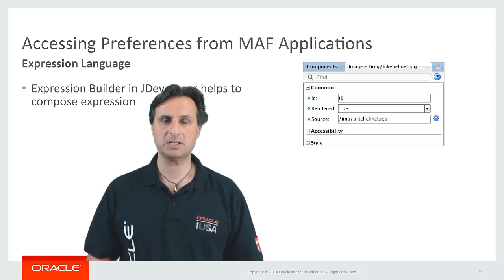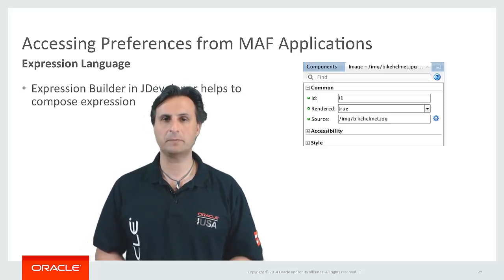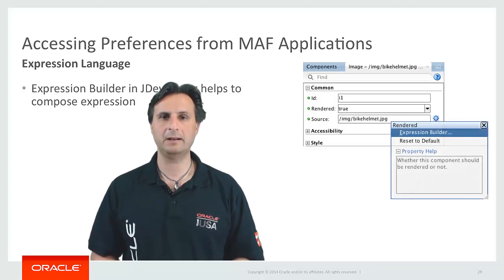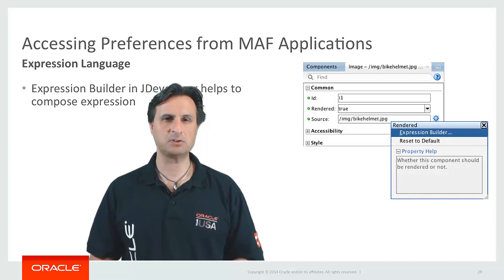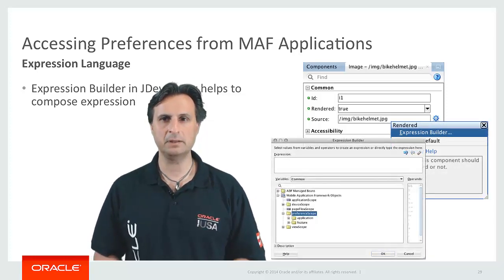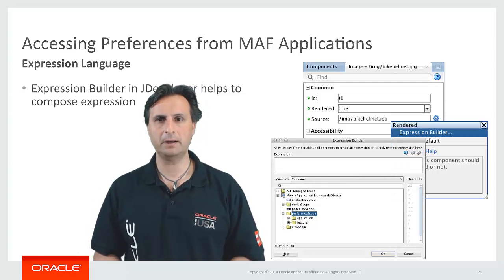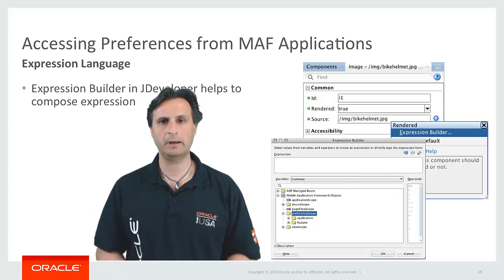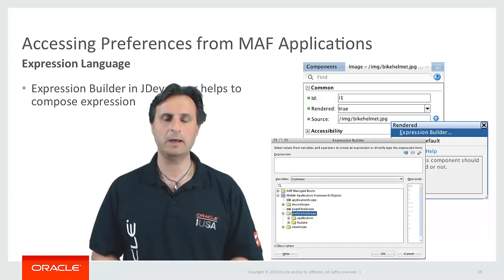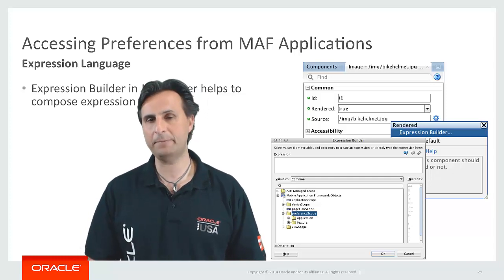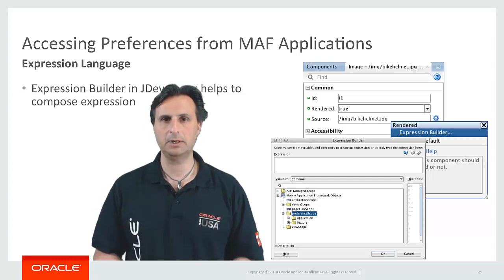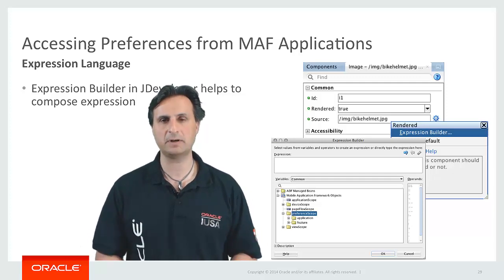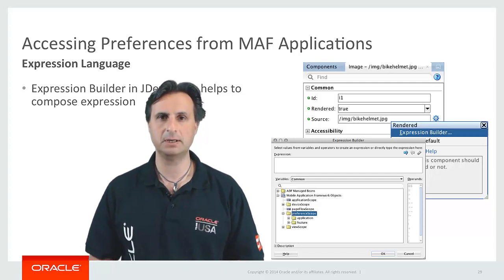And then there is an icon to the right of the property. You click on that, and it will launch the expression language builder. This expression language builder has a preference scope, and if you expand it, you see there is a node for application and for feature. Now within the feature that you develop, you have access to application preferences and to feature preferences.